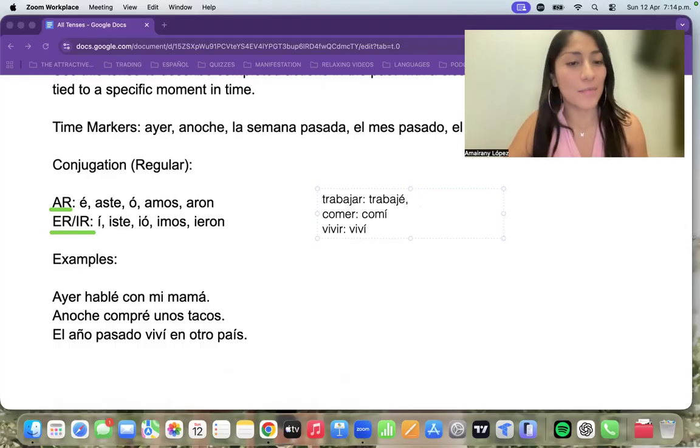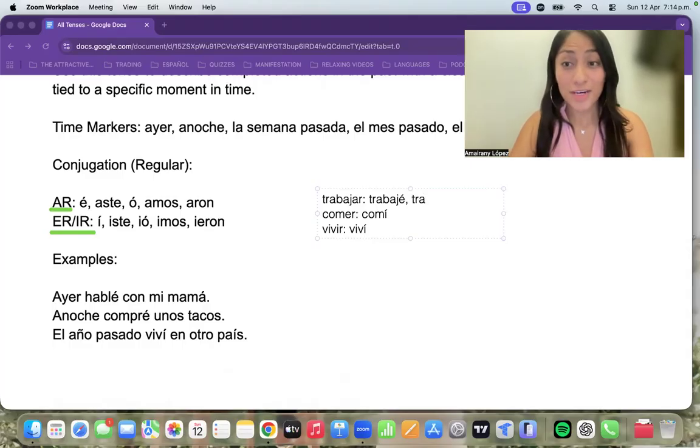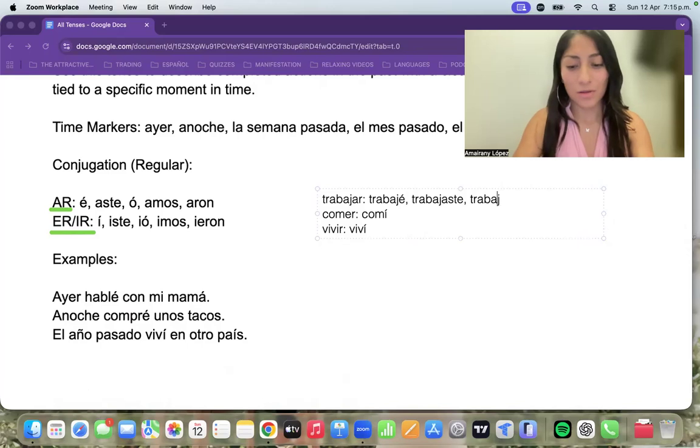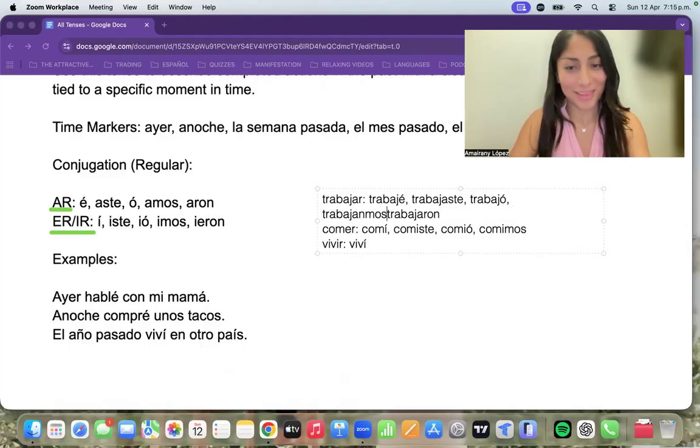So let's continue. Then -ar says that for you, I'm going to say -aste. So you worked in the past becomes trabajaste, okay? He worked or she worked would be trabajó. And they worked would be trabajaron, okay? So let's do comiste, comió, oh, what am I doing? Oh yeah, I missed trabajamos here. Sorry about that. And there we go.